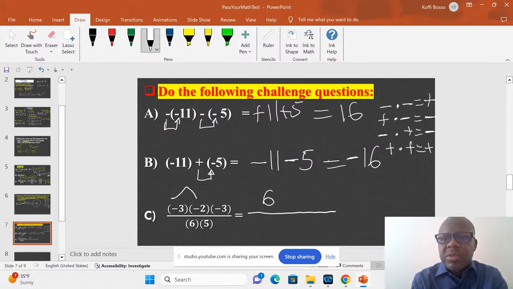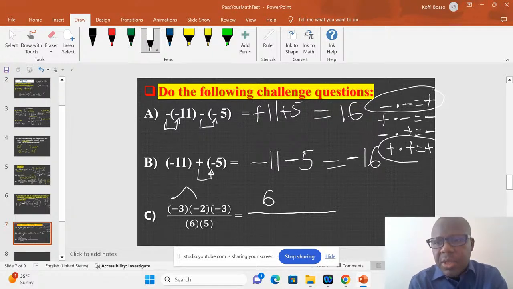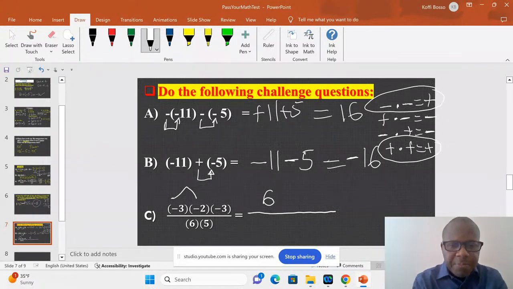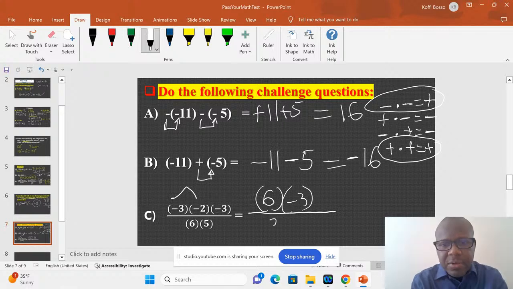What you have to understand is that when the signs are the same for multiplication, that gives you positive. When the signs are different, that gives you negative. And this chart works also for division. It's the same thing for division. You divide negative by negative, you get a positive. So we have a 6, and that 6 is multiplied by negative 3. In the bottom, we have 6 multiplied by 5, which is 30.